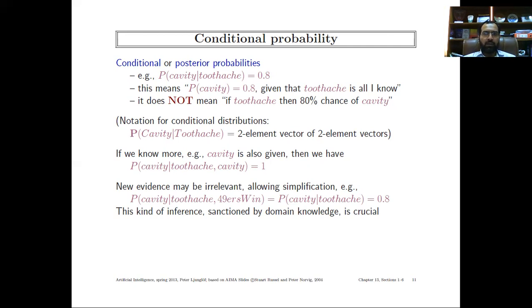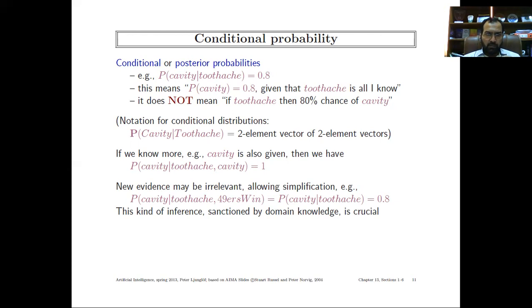If we know more, for example cavity is also given, then the probability of cavity given tooth comma cavity is equal to 1. Suppose cavity is also there, then you can compute that value, and it will be equal to 1. New evidence may be irrelevant, allowing simplification. When we were talking about unconditional probability, whenever you have new evidence, that probability might change.